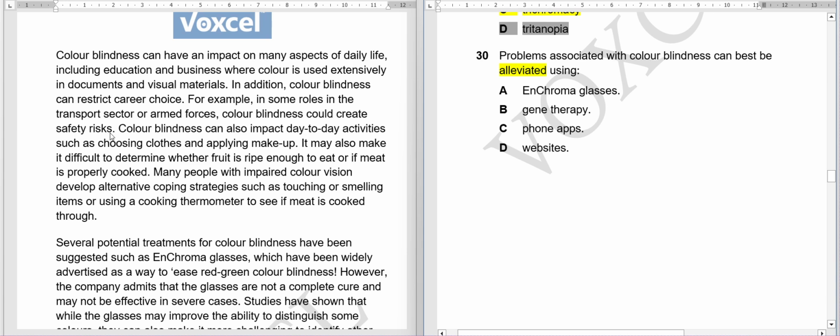Color blindness can have an impact on many aspects of daily life, including education and business, where color is used extensively in documents and visual materials. So obviously, color blindness will impact your daily life because you will be facing problems in business and education where colors are used extensively. In addition, color blindness can restrict career choice. For example, in some roles in the transport sector or armed forces, color blindness could create safety risks. Color blindness can also impact day-to-day activities such as choosing clothes and applying makeup.